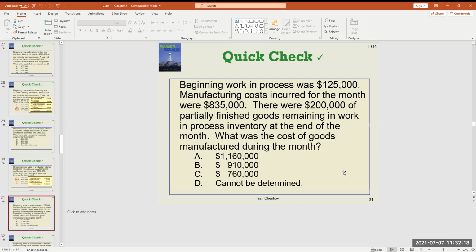So beginning work in process was 125. Manufacturing cost during the period was 835. There were 200,000 of partially finished goods remaining, so the ending balance is 200,000. What was the cost of goods manufactured?